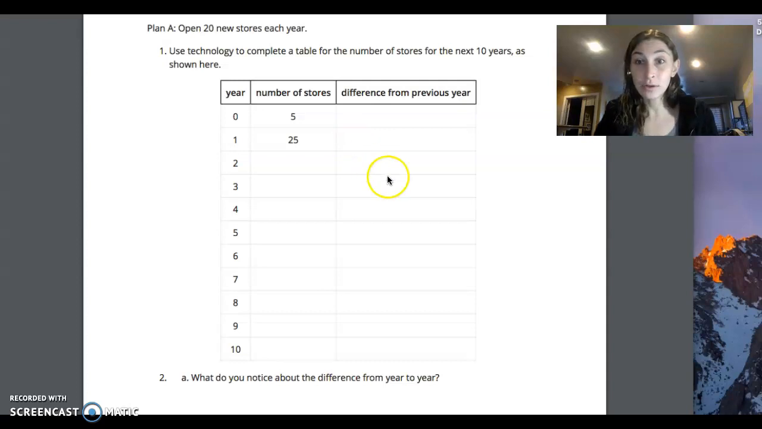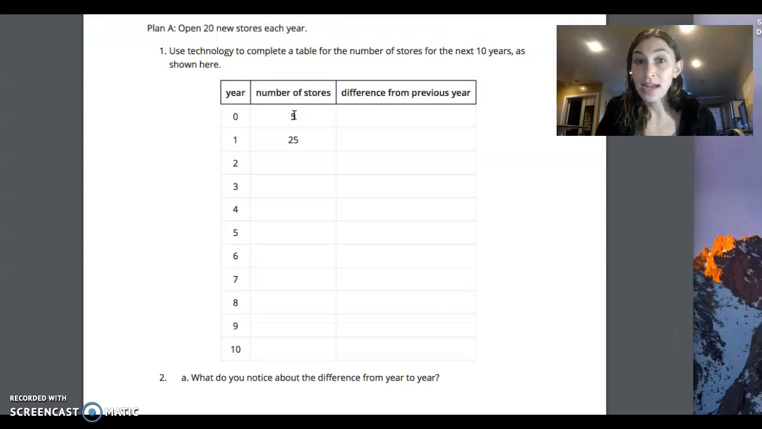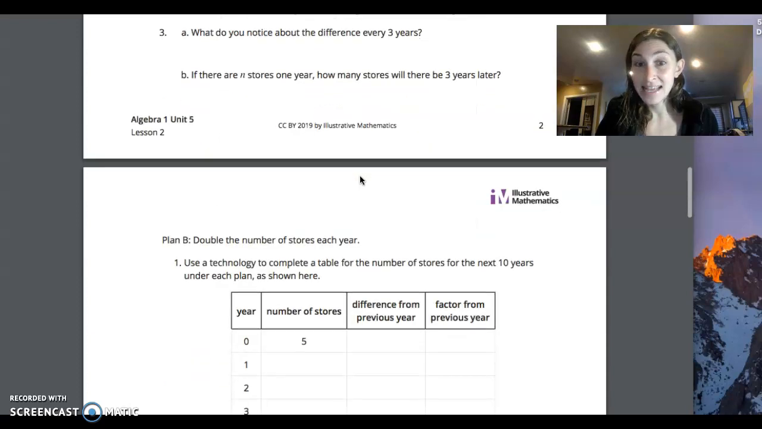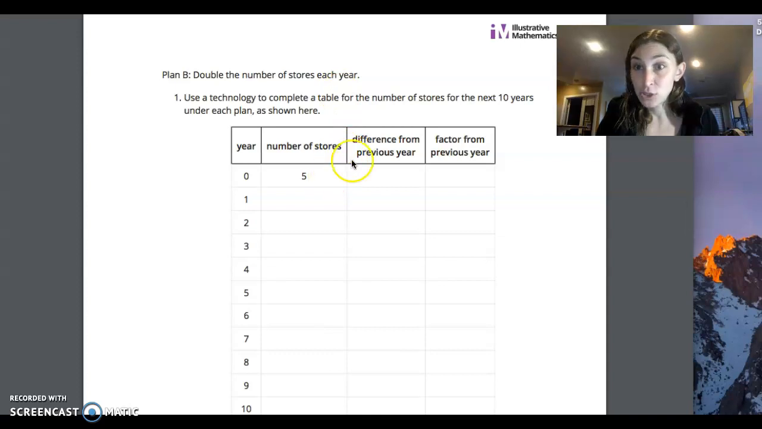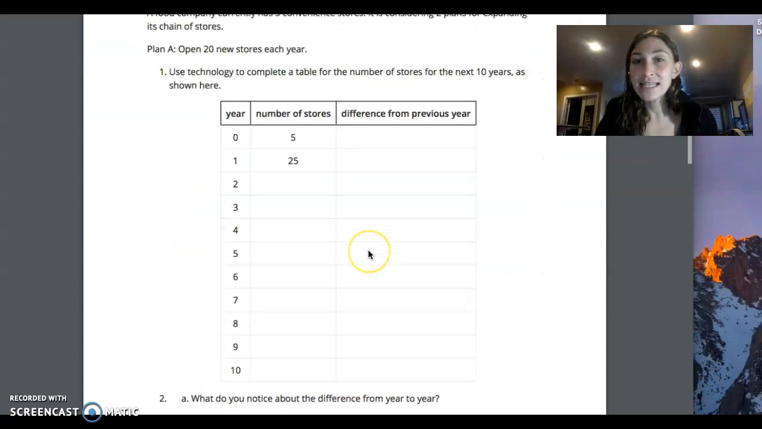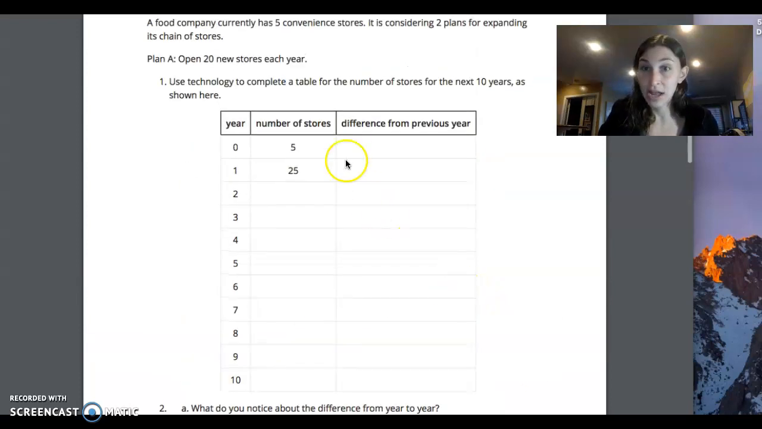When students draw the tables on the board, they're going to notice that in this table, the numbers increase by 20. And in this table, they're going to notice they have to multiply by 2 to determine the number of stores. So this is based on a real world situation. They give you a scenario, and based on the scenario, they have to fill out the tables.